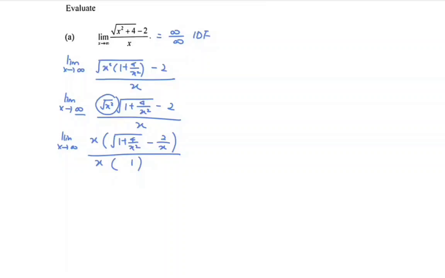So kindly simplify. Limit as x approaches infinity, we have the square root of 1 plus 4 over x square minus 2 over x, over the 1. Next is to substitute the infinity. Then we will have 0 in here, and here also 0. So we have y approaching the 1.